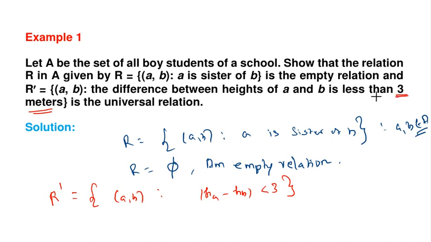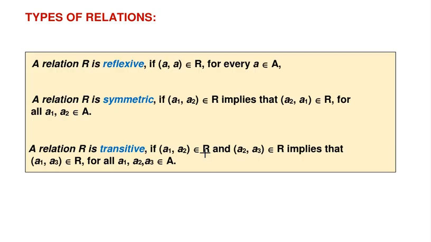So this is accepted, between any two students, and therefore R dash is a universal relation. Why universal relation? R dash can be A cross A. So the relation that the height difference between the two boy students is less than 3 is applicable between any two students. So this is a universal relation. The first one is an empty relation.